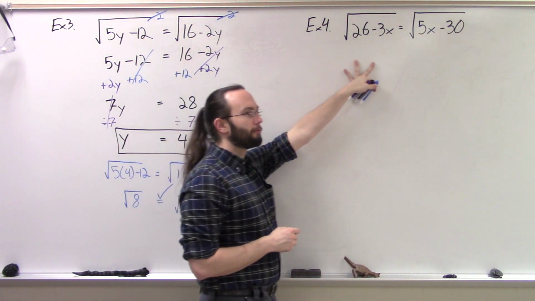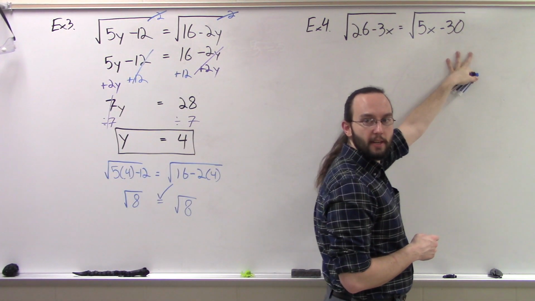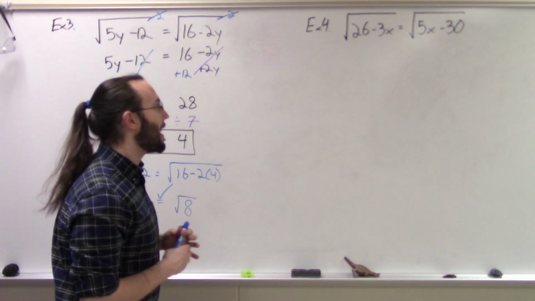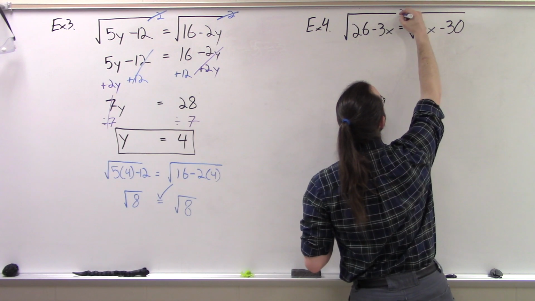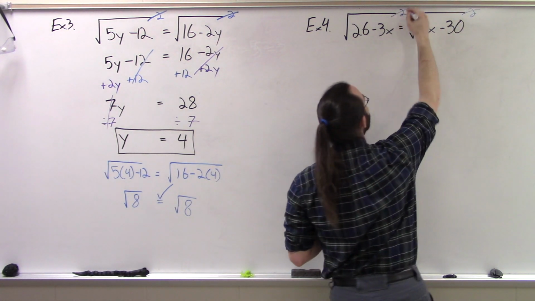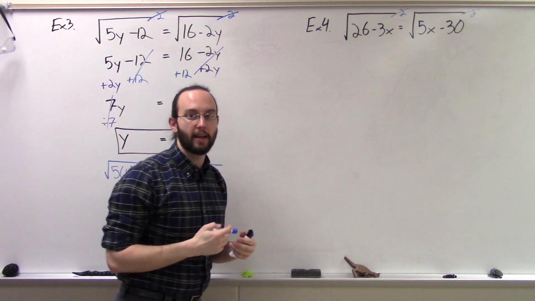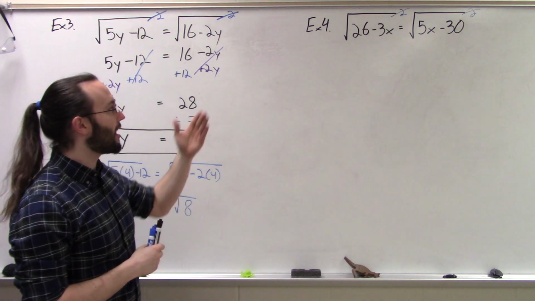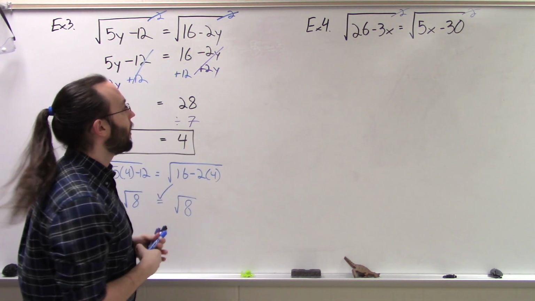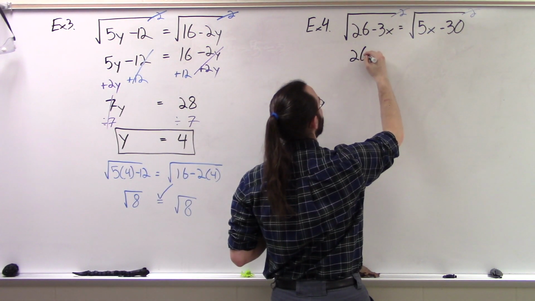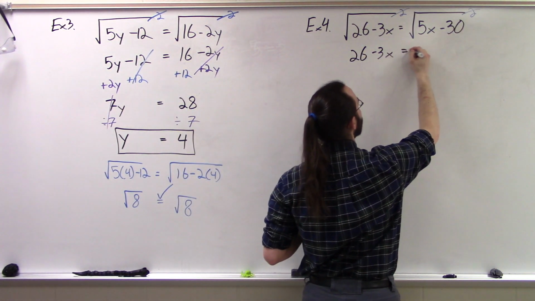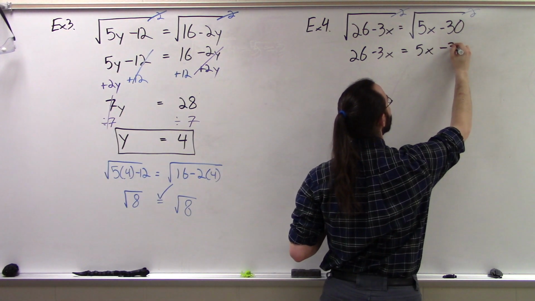Jumping over to example 4. This one is no more difficult, just another example to have in your notes to look over. We still want to square both sides. That should feel very much like deja vu at this point. Squaring both sides gets rid of a radical. That leaves us with another pick on the little guy problem. 26 minus 3x equals 5x minus 30.